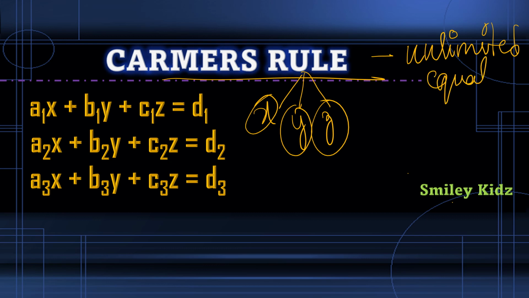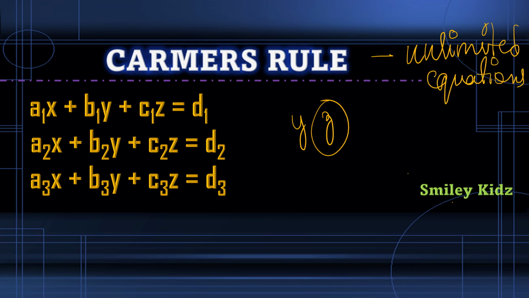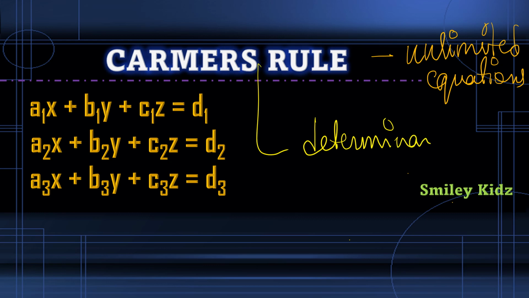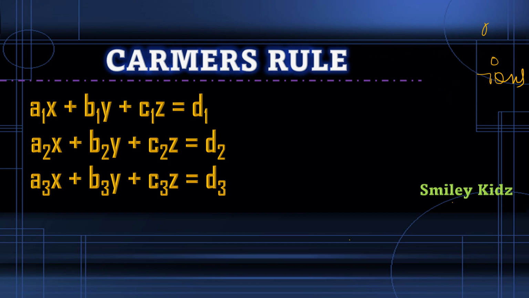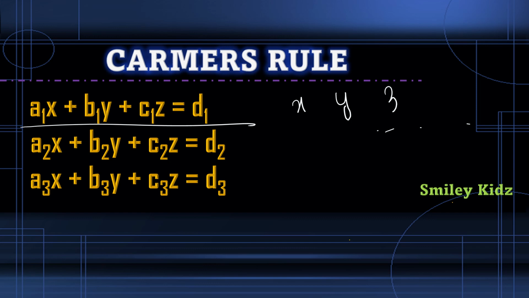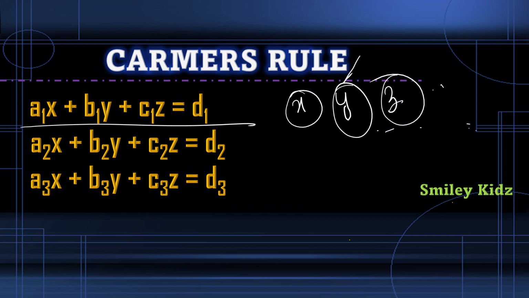Fine. And one more important thing here is that this rule is also known as the determinant method, because this rule uses determinants the most. So we call it the determinant method. Let's see what this rule actually says. If you look at the system of equations on the screen, you have three equations. In that, we have a1x plus b1y plus c1z is equal to d1 and so on. Here, if you see, there are three variables x, y and z. So we are going to find these three variables using Cramer's rule.